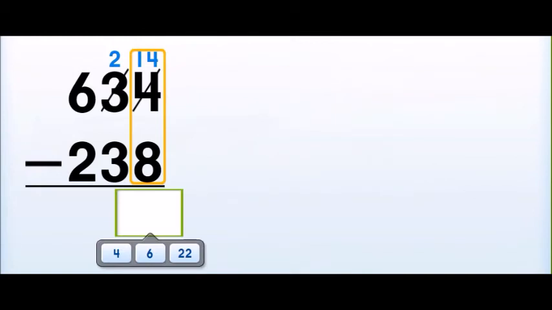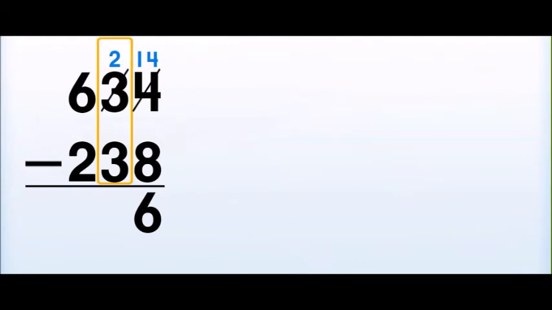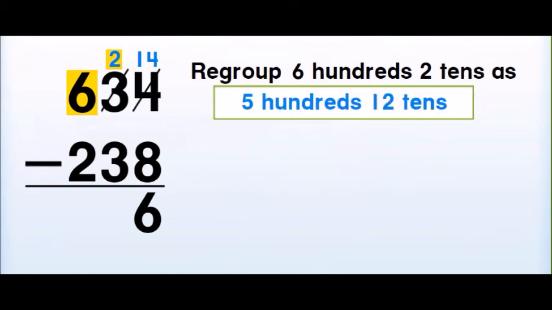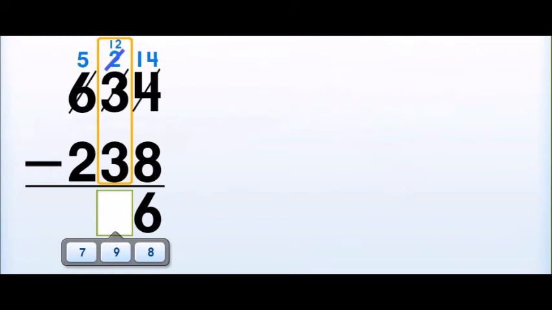Now you can subtract the ones. What is 14 minus 8? It's 6. Let's look at the tens column. You can't subtract 3 from 2. You have to regroup. How do you regroup 6 hundreds to tens? You can regroup 600s as 500s, 12 tens, and record the regroupings.